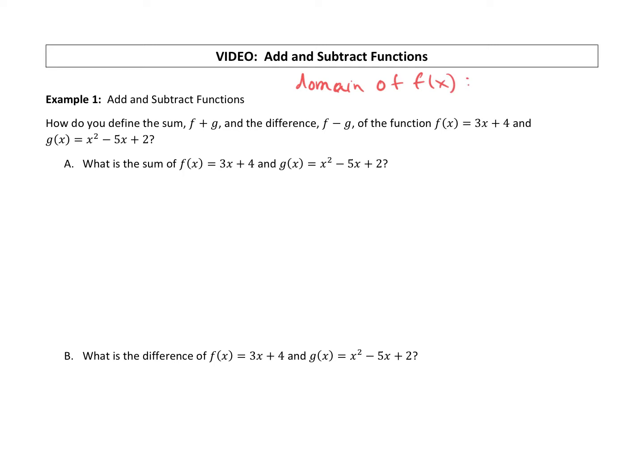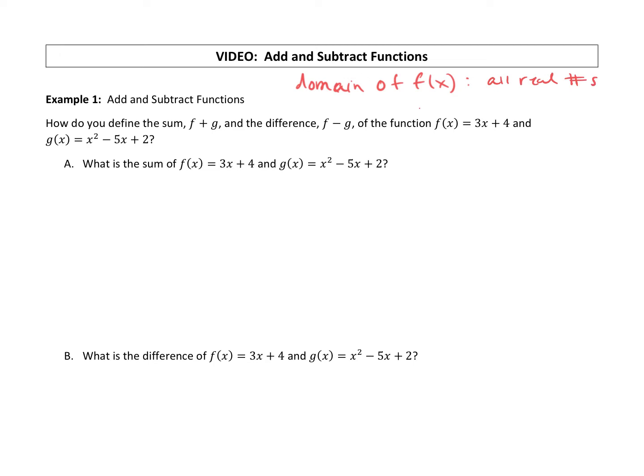So our f function is 3x plus 4. So here's our x. It's being multiplied by a 3 and adding a 4. Is there any number that exists that you cannot multiply with a 3 and add a 4 to that product? And there is not. So we have no restrictions on our domain of f of x, so we're just going to say all real numbers. I'm just going to abbreviate that a little bit.